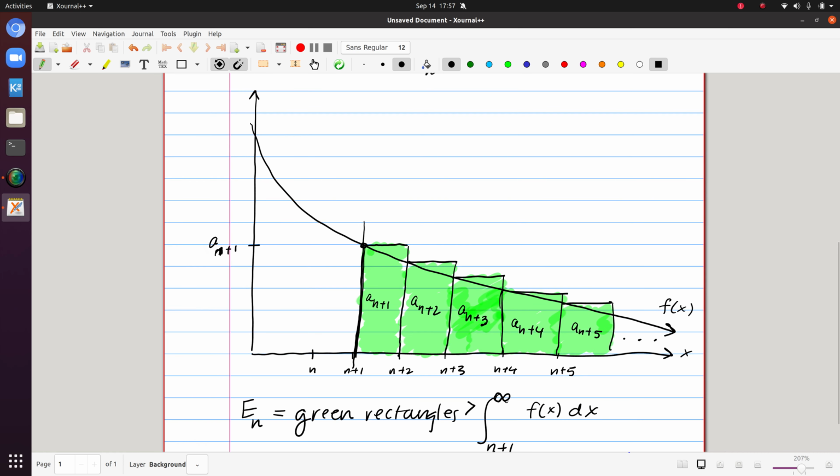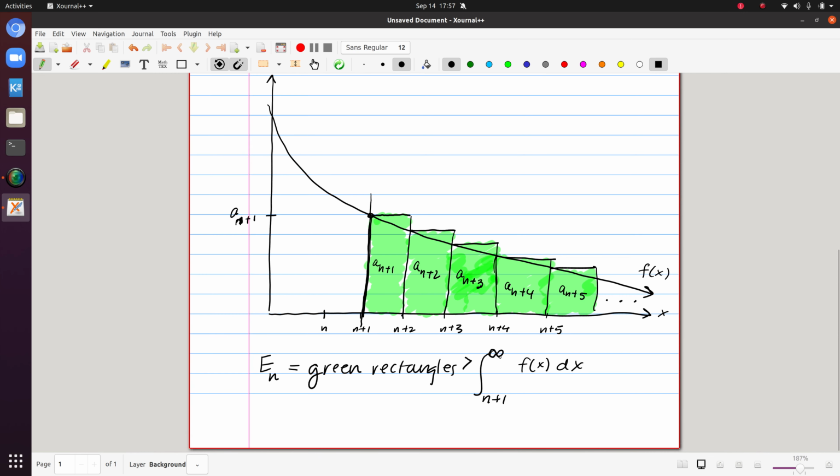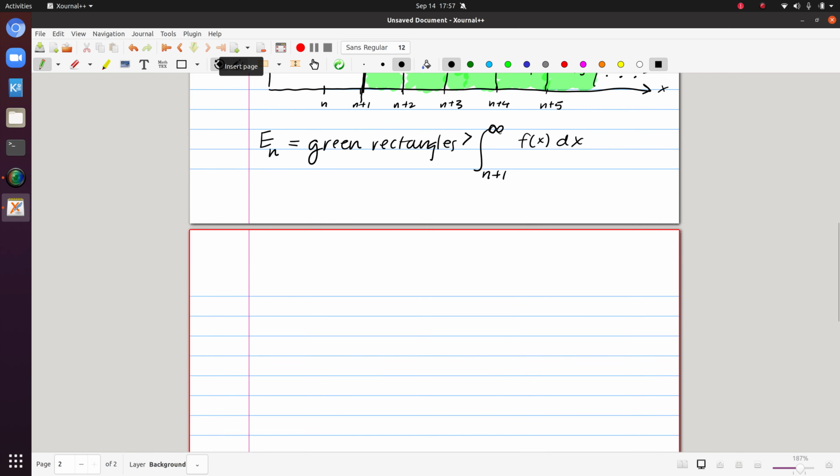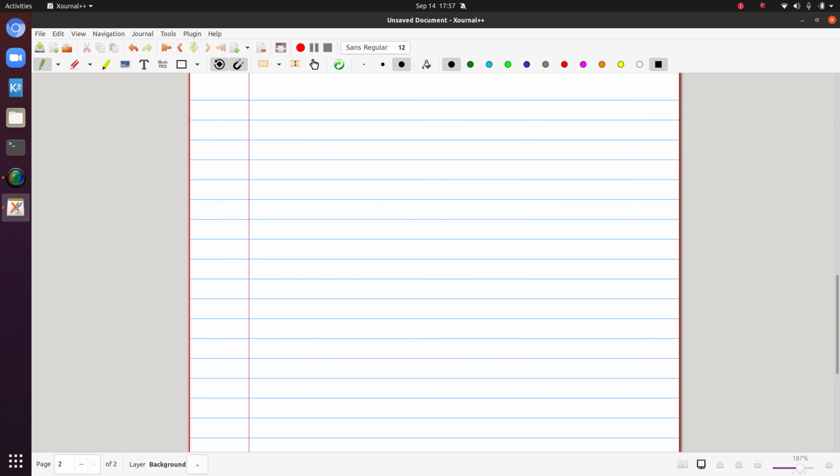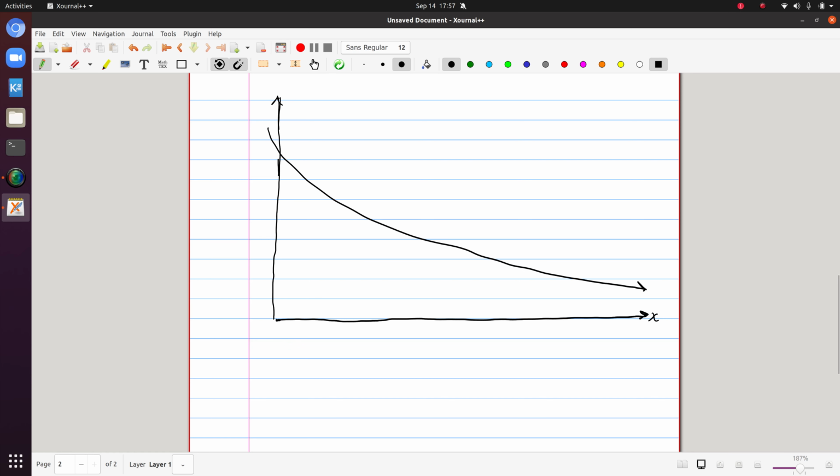We can do a very similar thing, in fact, to find instead an upper bound on E sub n. This is going to involve me sketching very much the same f of x. And keep in mind that I'm still trying to represent the very same E sub n. However, I can represent those same rectangles in a different way.